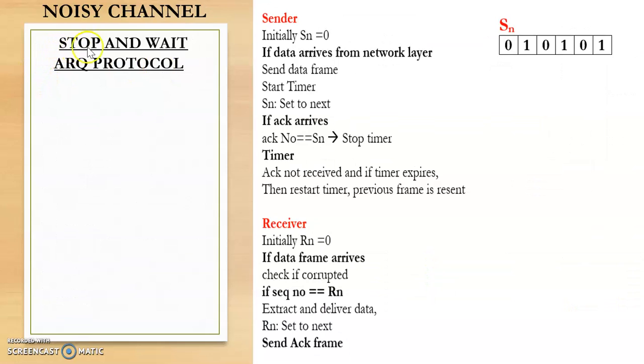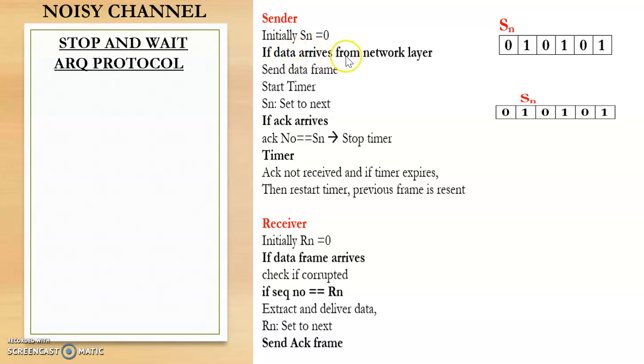Next, let us discuss the algorithm of stop and wait ARQ protocol. Now, this is not the entire algorithm, but just the main points from the algorithm. So, let us discuss the main points of the algorithm at the sender side. Now, the sequence number of the data frame at the sender side is denoted as Sn, and initially the Sn value is set to 0. And we know that the sequence numbers can be either 0 or 1. So initially we will set it to 0.